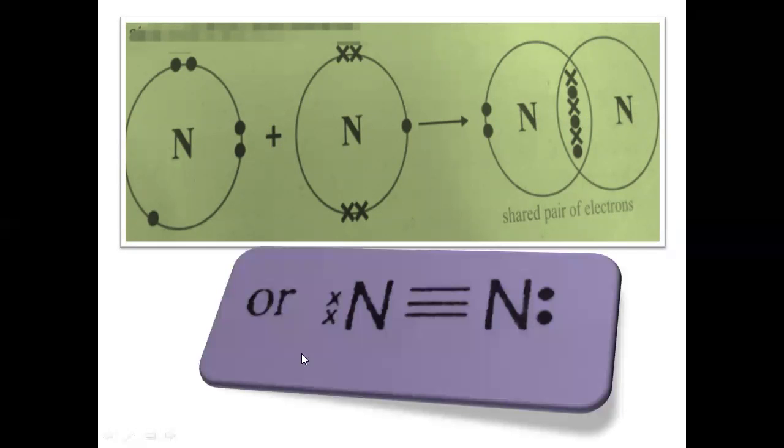Triple covalent bond in nitrogen can also be represented by 3 dashes. The 3 dashes show the triple covalent bond, and these two electrons are called the lone pair electrons or non-bonding electron pair, which does not participate in bond formation.